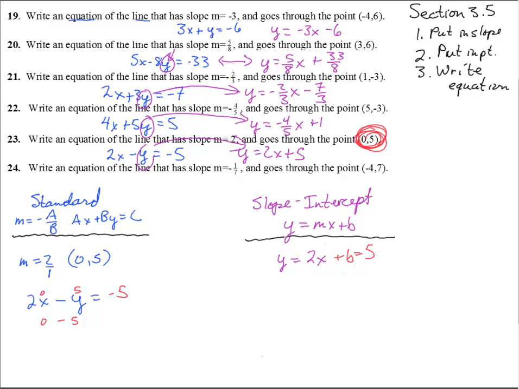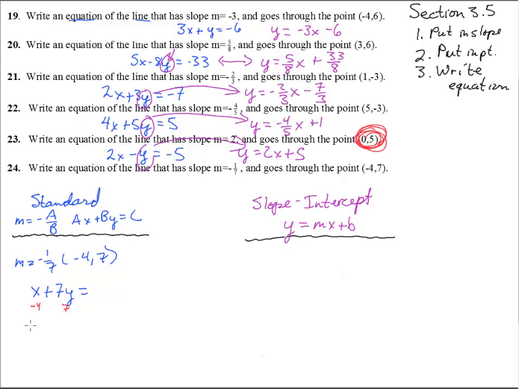Number 24. Slope is negative 1/7 and goes through the point negative 4, 7. So 1x plus, again opposite sign, 7y equals, and now we stick in that point. Stick in a negative 4 there and a 7 there. Wow, that's negative 4 plus 49. That equals like 45. Wow, it's pretty big. So then we can write it down. X plus 7y equals 45.